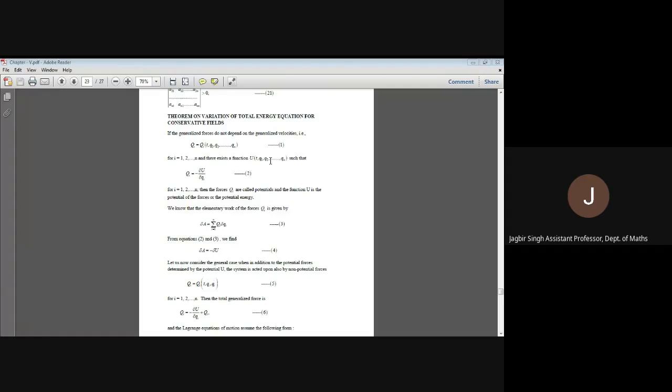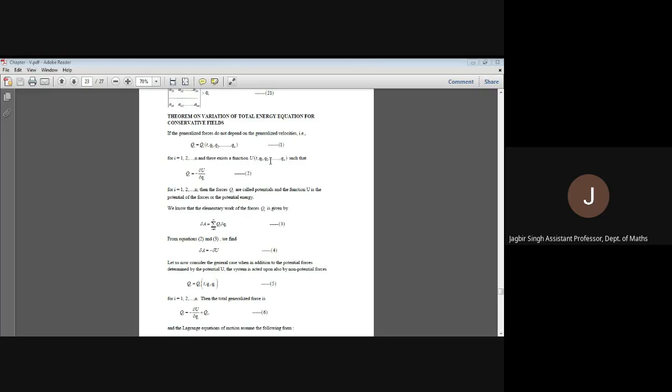And now, as we obtained in the Lagrange equation of the second kind, the elementary work of forces Qi was delta A is equal to summation i from 1 to n capital Qi delta qi. Now replace Qi with, from equation number 2, it will be summation i from 1 to n minus partial U by partial qi delta qi. So it is the variation of U. So delta A is equal to minus delta U.